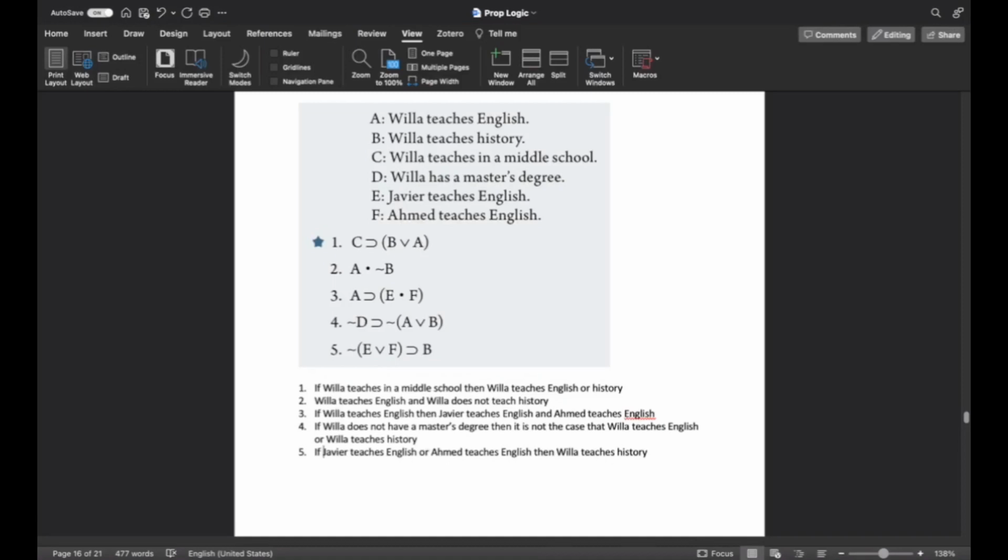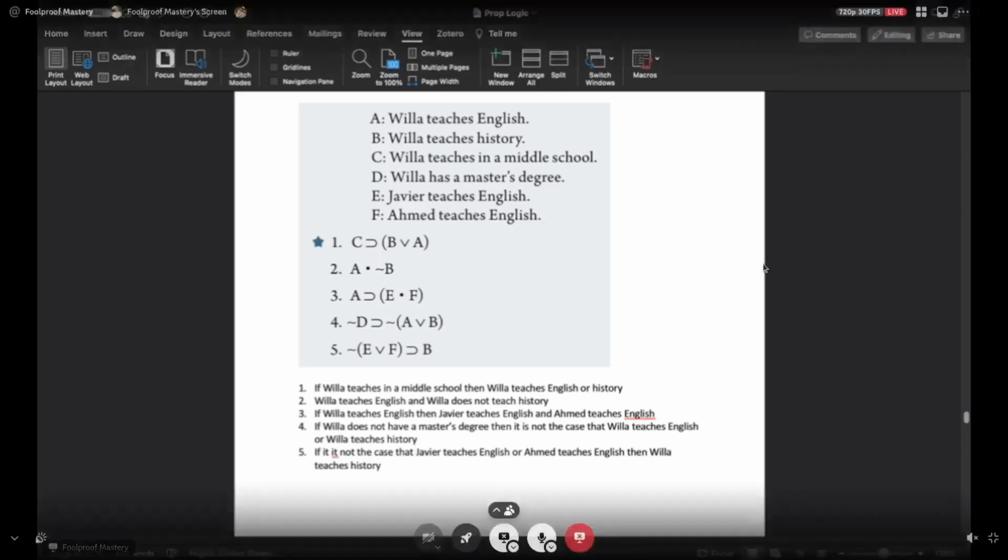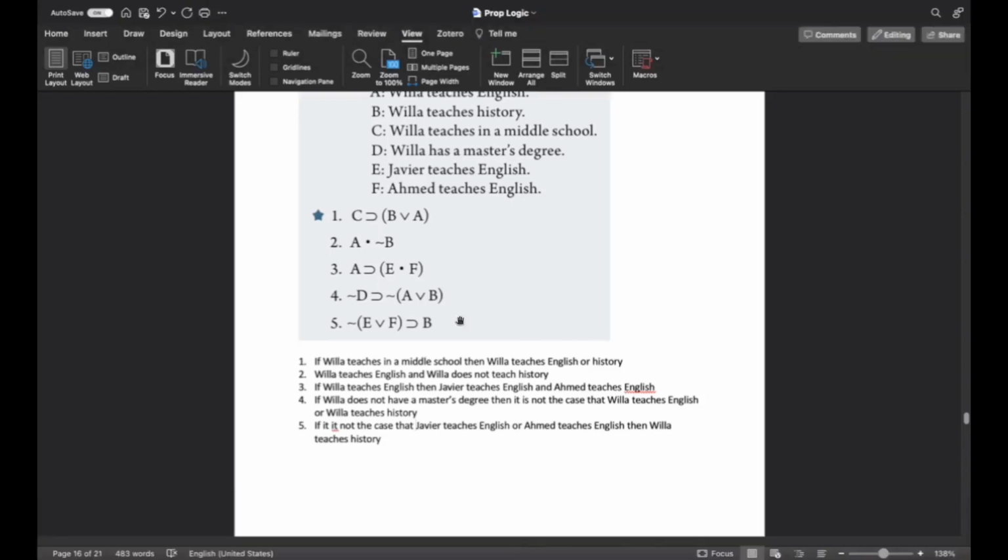So then if it is... Iva. So yeah, the tilde represents a negation. So then I can write it: if it is not the case that Iva teaches English or Ahmed teaches English, and then after here we have the conditional, then Willa teaches history. Yep, exactly.